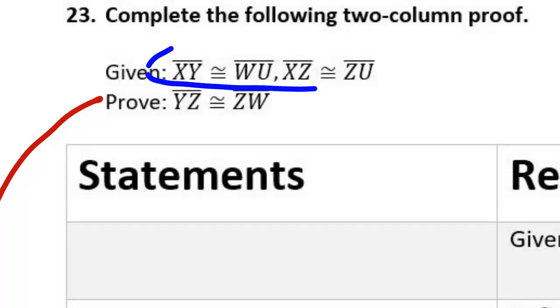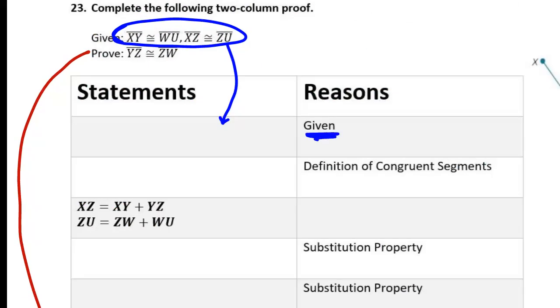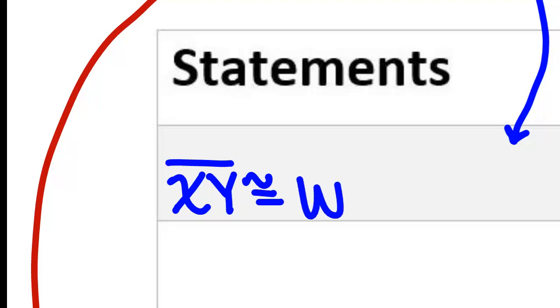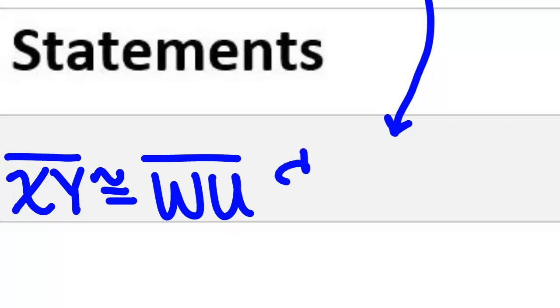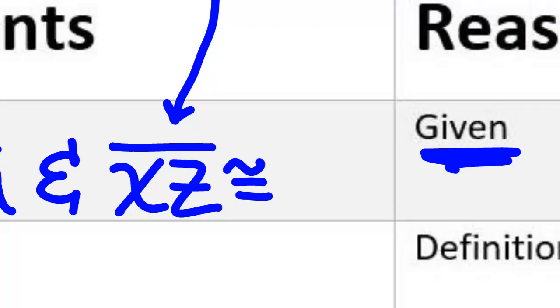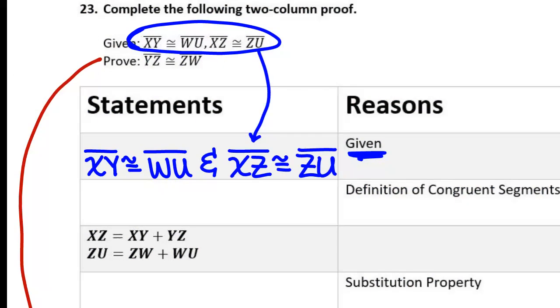My first statement here needs to come from my given information, and they even told me that that was my given. So we have segment XY is congruent to segment WU, and segment XZ is congruent to segment ZU. Let's go mark that on the picture.